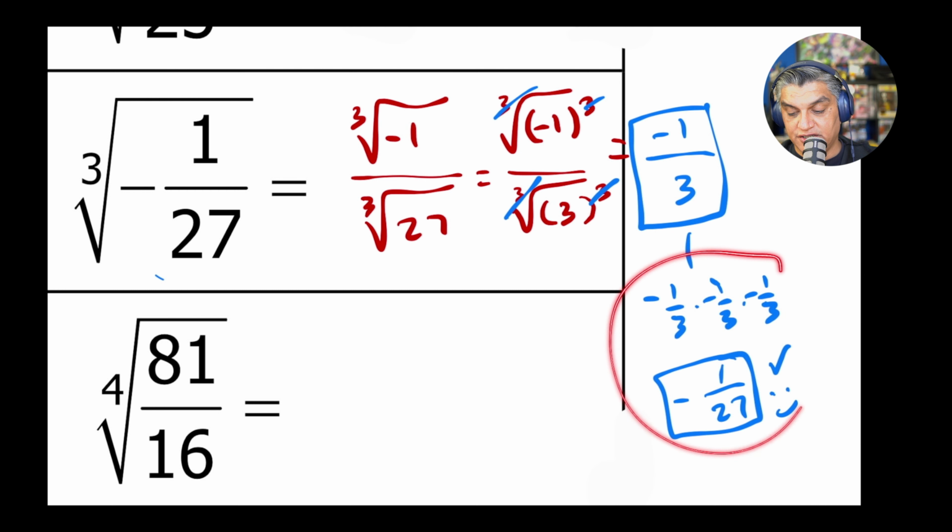And this is my work that I checked. It works. Negative 1/3 times negative 1/3 times negative 1/3 is negative 1/27, what we have in here. So it worked.